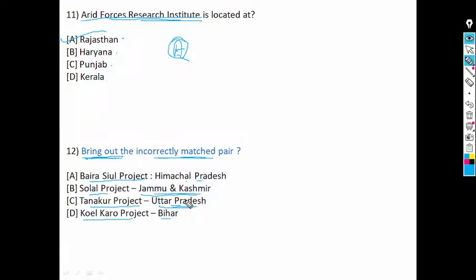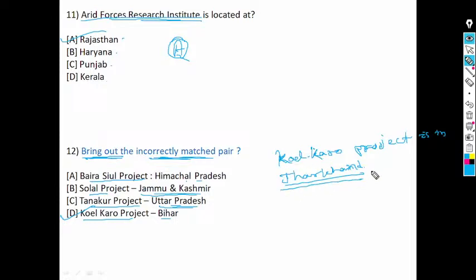If you see your incorrectly matched pair, this is your Koil Karar project, particularly in Bihar. Koil Karar project, if you look, it is in Jharkhand.